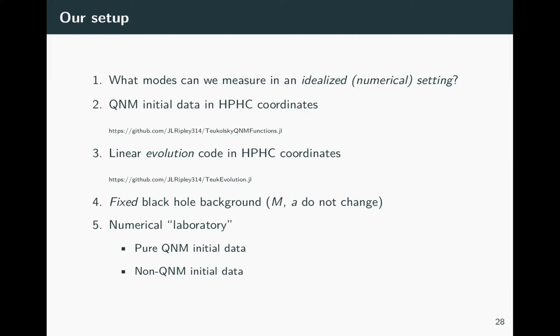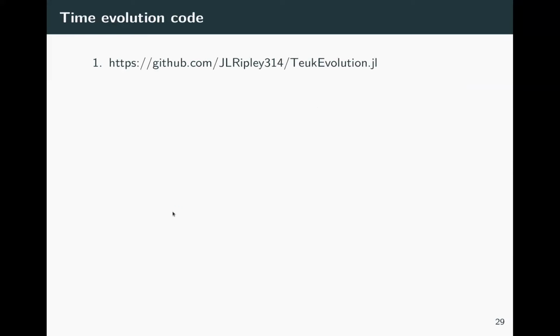Pure QNM initial data, we'll also look at non-QNM initial data. We'll ask, for these two different sets of initial data, how well can you measure the ring down? Like what modes are you fitting in the signal? You expect in the pure case, you should just recover what you put in. In the other case, you might be measuring non-mode pieces. Okay, so these are the numerical experiments we're going to be running with HPHC coordinates.